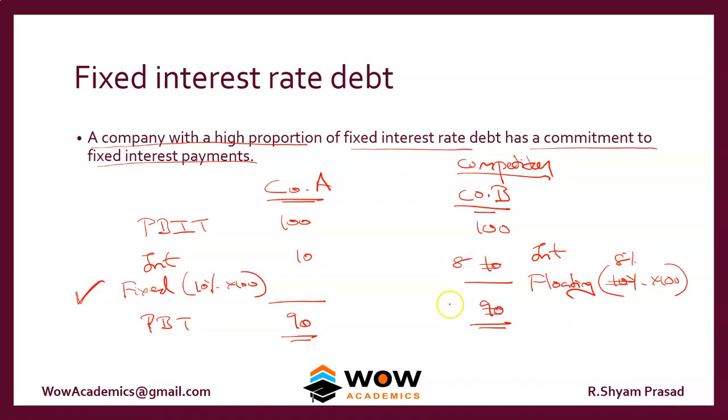The profit that they will earn will become 92. So again, what is the problem here? The problem is the company now earns 2 rupees extra when compared to us.